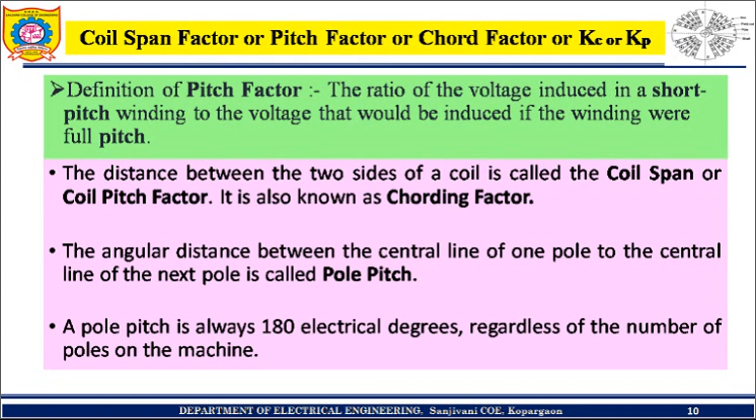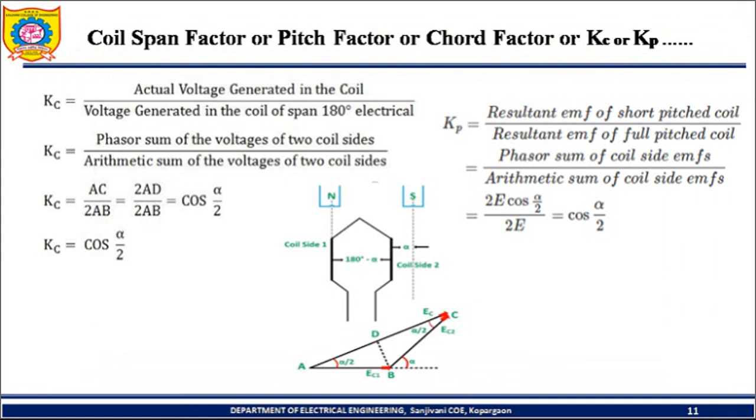The angular distance between the center line of one pole to the center line of another pole. Remember this, full pitch: center line of N pole to center line of S pole. And full pitch is always 180 degrees regardless of the number of poles of the machine. You can see here Kc equals the actual voltage generated in the coil divided by the voltage generated in the coil of span 180 electrical degrees.